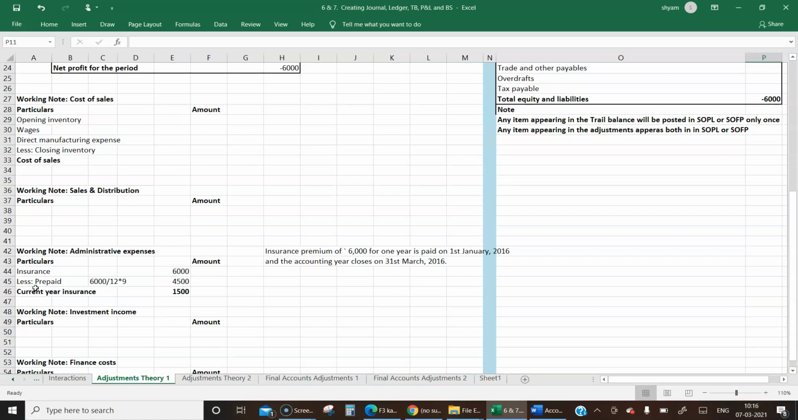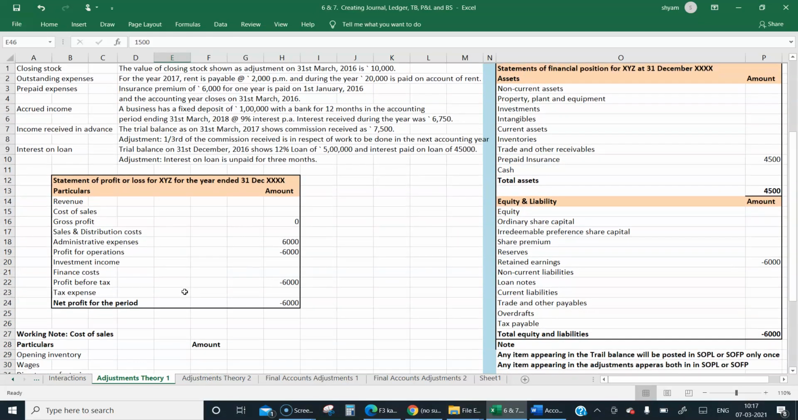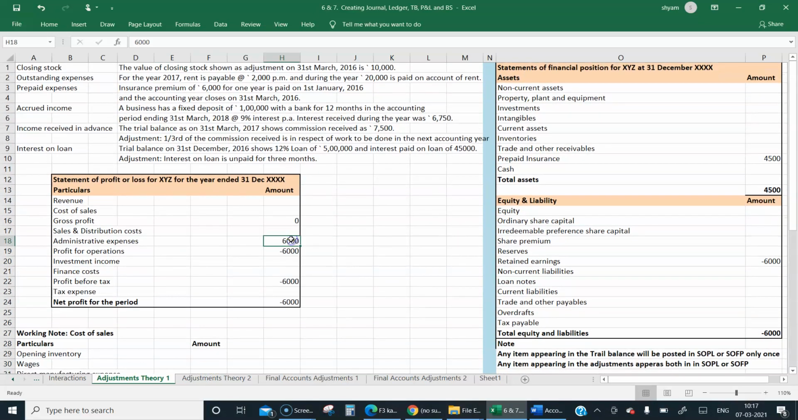Okay, so the insurance totally paid is 6,000, the prepaid is 4,500. So we have to show 1,500 as the current year administrative expense or insurance paid. So if you see here, it goes to 1,500. Okay, so why is it not getting tallied?